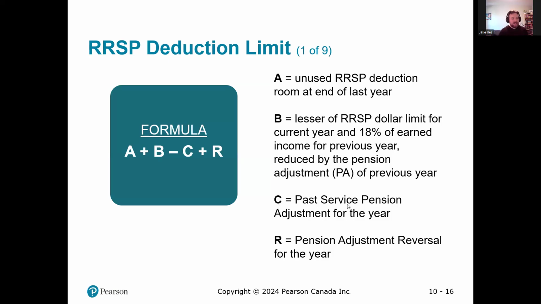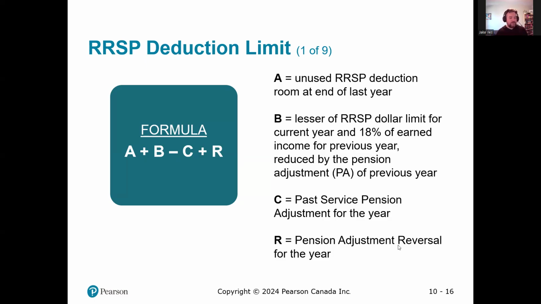The same with past service pension adjustments. So let's say they're changing your benefit. Your benefit was 2%, but now it's gone up to 3%, and it's retroactive for a certain number of years. Well, it's used up some of your contribution space.